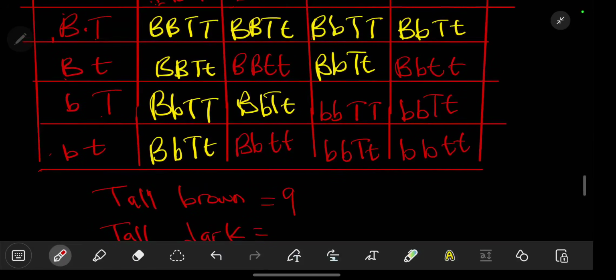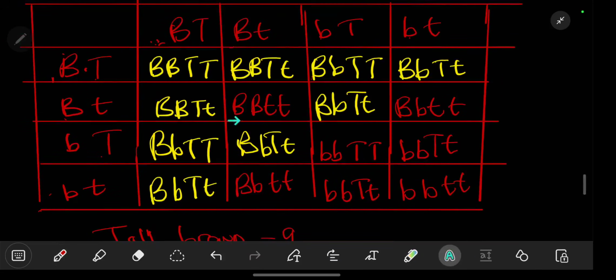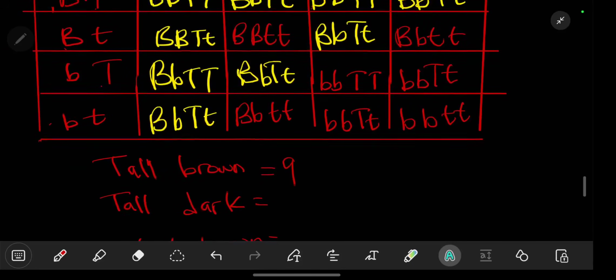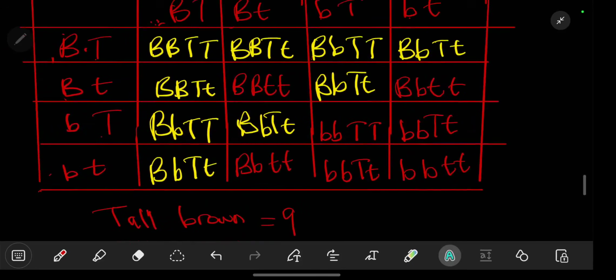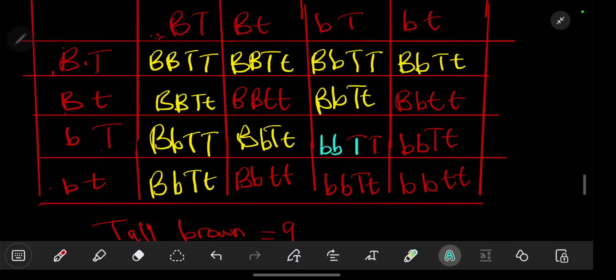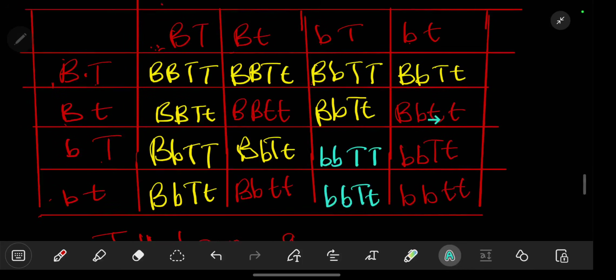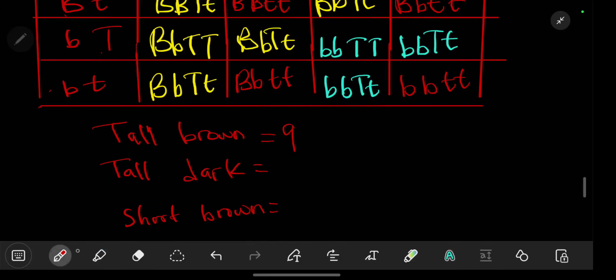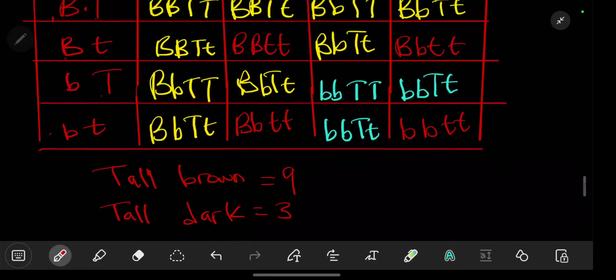Tall and dark, on the other hand, tall and dark, we are going to have tall and dark, tall and dark. So tall and dark, at least one big letter T, but 2 small letter B's. So we have 1, 2. Then we have our number 3. So we can have a 3 there. So we have our 3, tall dark.